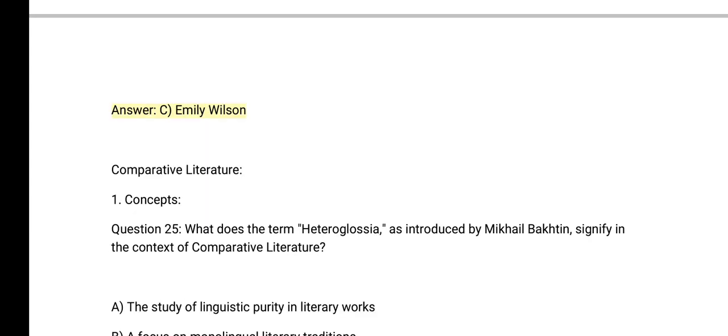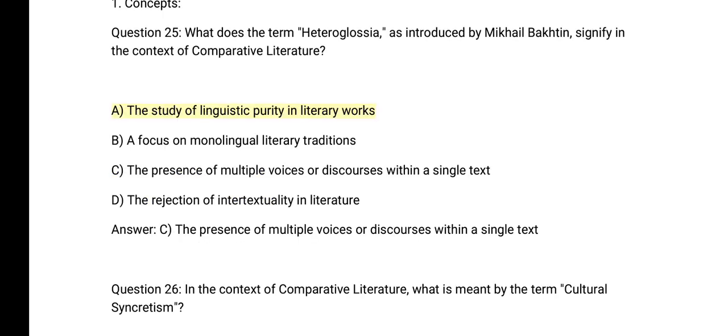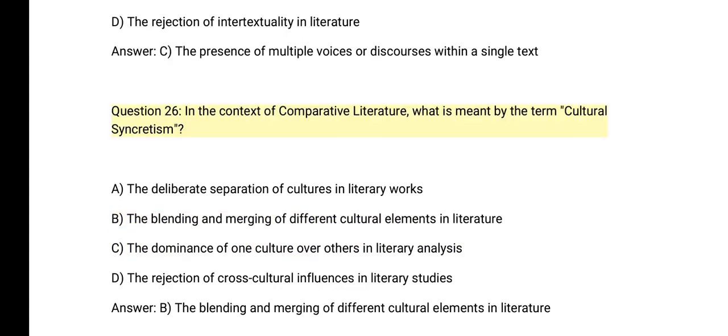Comparative literature. 1. Concepts. Question 25. What does the term heteroglossia, as introduced by Mikhail Bakhtin, signify in the context of comparative literature? A. The study of linguistic purity in literary works. B. A focus on monolingual literary traditions. C. The presence of multiple voices or discourses within a single text. D. The rejection of intertextuality in literature. Answer. C. The presence of multiple voices or discourses within a single text.